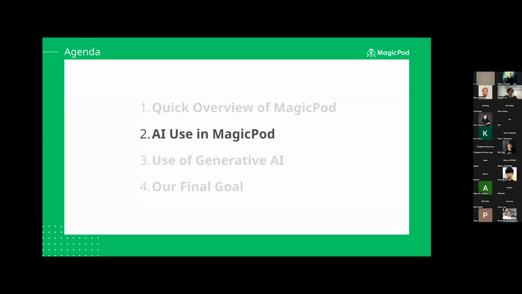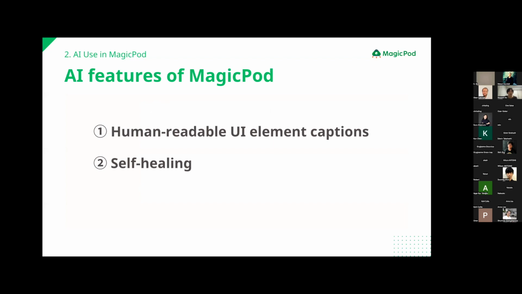Okay, so this was a quick overview of MagicPod. Next, I'd like to talk about the use of AI in MagicPod. MagicPod has two major AI features: human readable UI element captions and self-healing. Let me explain them one by one.